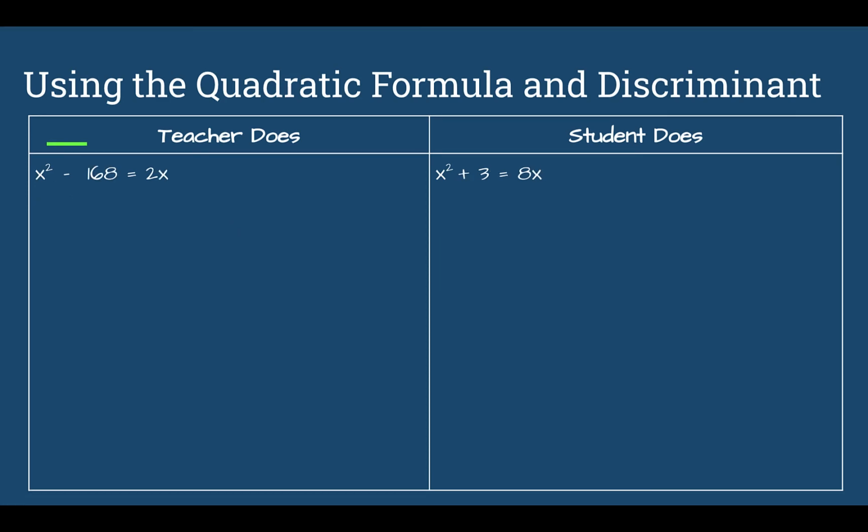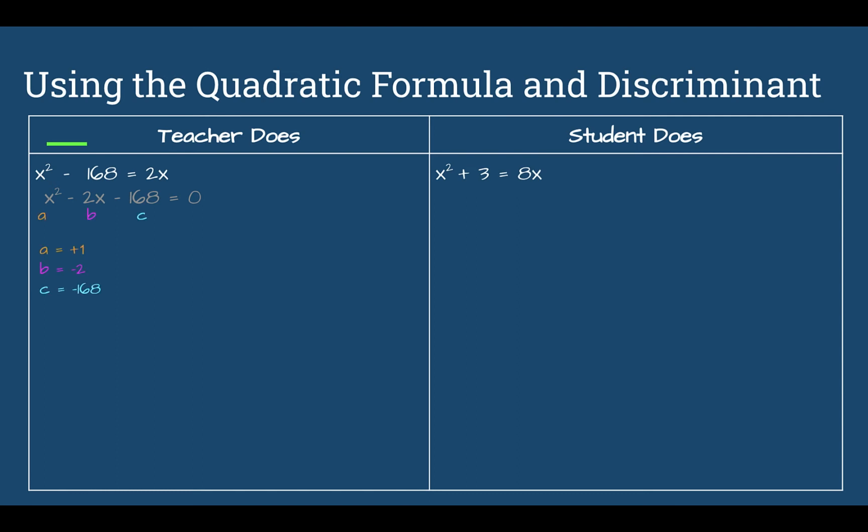Let's look at our third example. So here, again, we have our function that is not in standard form. So if we want to use the quadratic formula, the first thing we need to do is rewrite it in standard form. So I'm going to subtract 2x from both sides, and then I'm just going to place it where it needs to go. So that minus 2x would be in the middle. X squared minus 2x minus 168 equals 0. Now I have standard form.